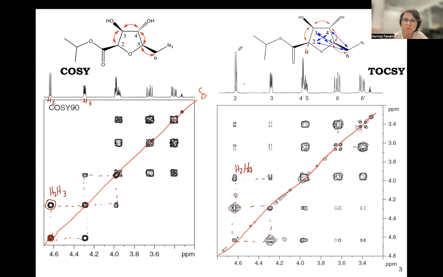It's like a gossip. So imagine that hydrogen 2 says to hydrogen 3, this is my chemical shift. And how is this information transmitted? It's transmitted because there is a J coupling between H2 and H3. And then H3 tells H4, okay, this is my information and also the information of H2. And this is also allowed because I have a coupling between H3 and H4.